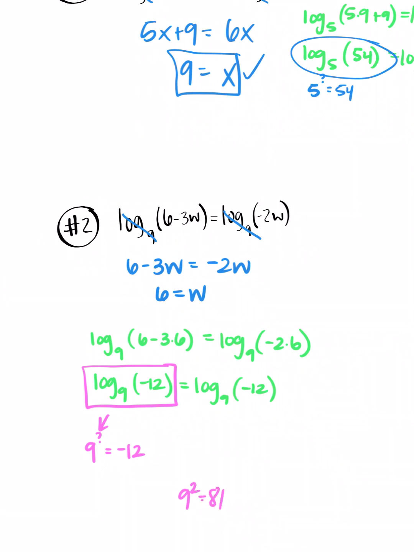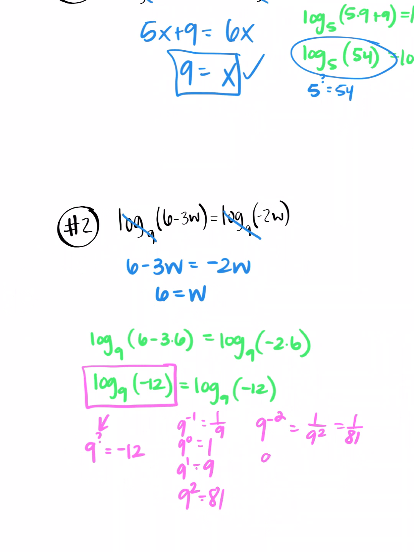Okay, 9 squared is 81. 9 to the first is 9. 9 to the 0 is 1. 9 to the negative first is 1 over 9. 9 to the negative second is 1 over 9 squared, or 1 over 81.